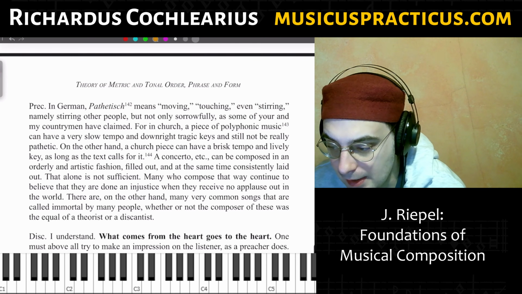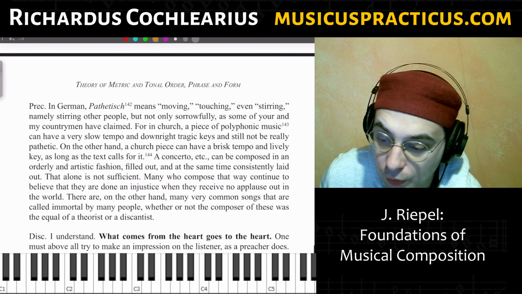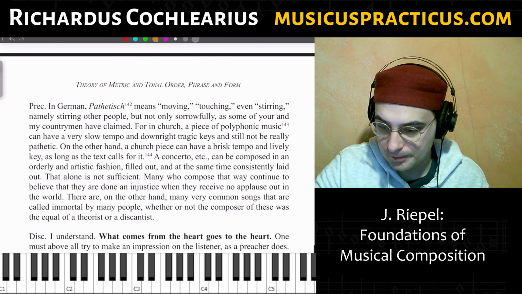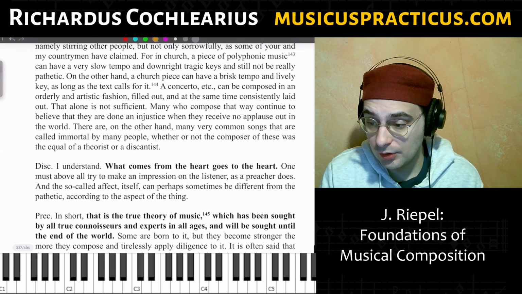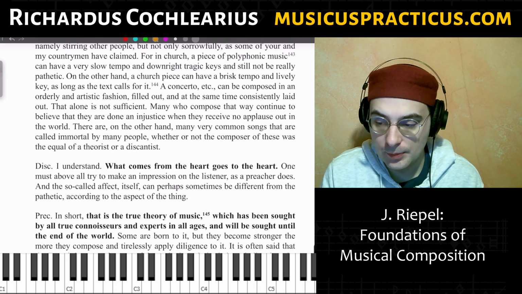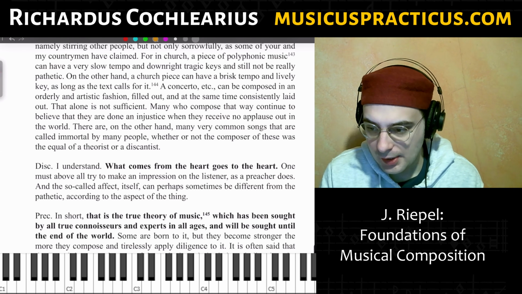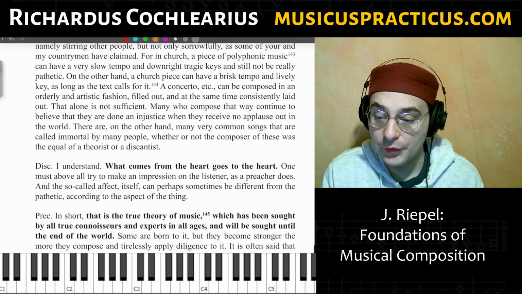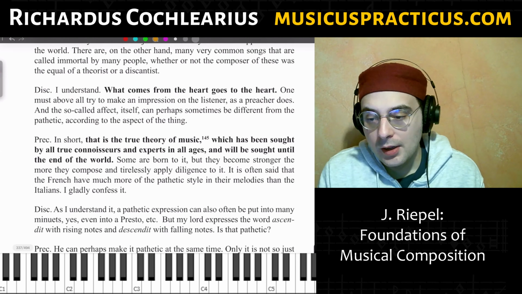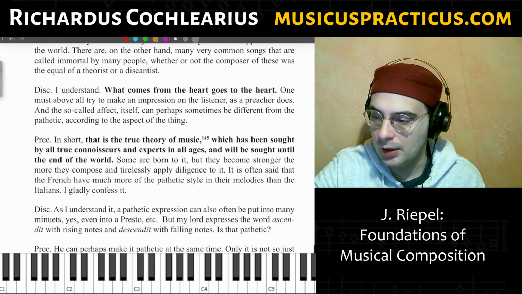There are, on the other hand, many very common songs that are called immortal by many people, whether or not the composer of this was the equal of a theorist or a discantist. And instead, what comes from the heart goes to the heart. One must, above all, try to make an impression on the listener, as a preacher does. And the so-called affect itself can perhaps sometimes be different from the pathetic according to the aspect of the thing. In short, that is the true theory of music.